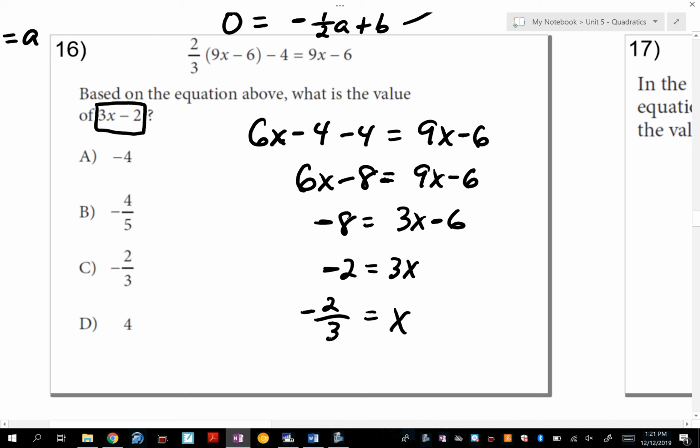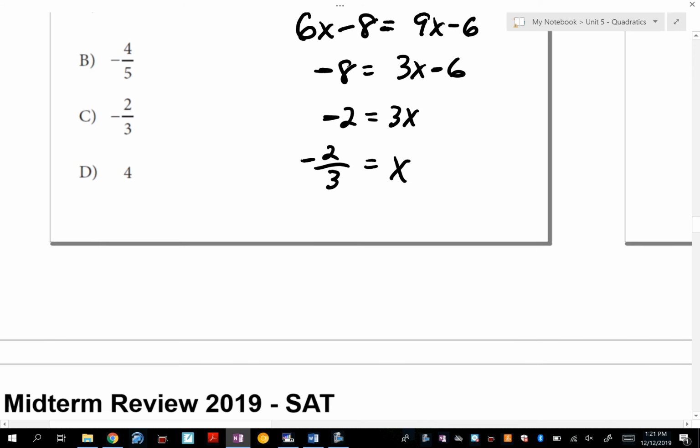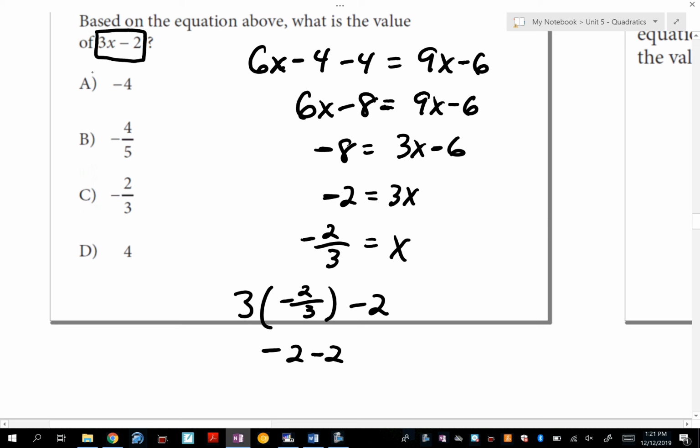It doesn't surprise you that you'll see students put C as the answer. That's why they put C as an answer choice, because you solve for x, found it. But it says, what is 3x minus 2? So you're going to multiply 3 times that number, and then subtract 2, which will give you negative 2 minus 2, which is negative 4. So A, not C.